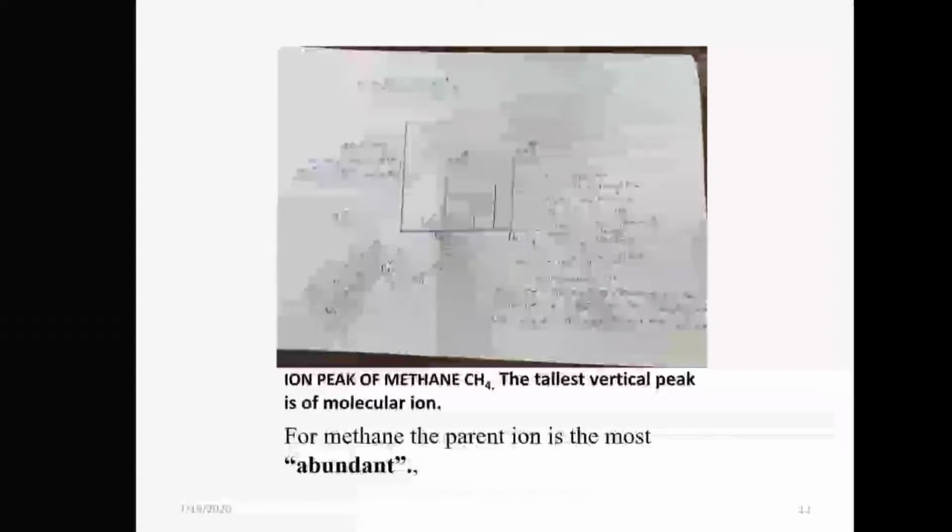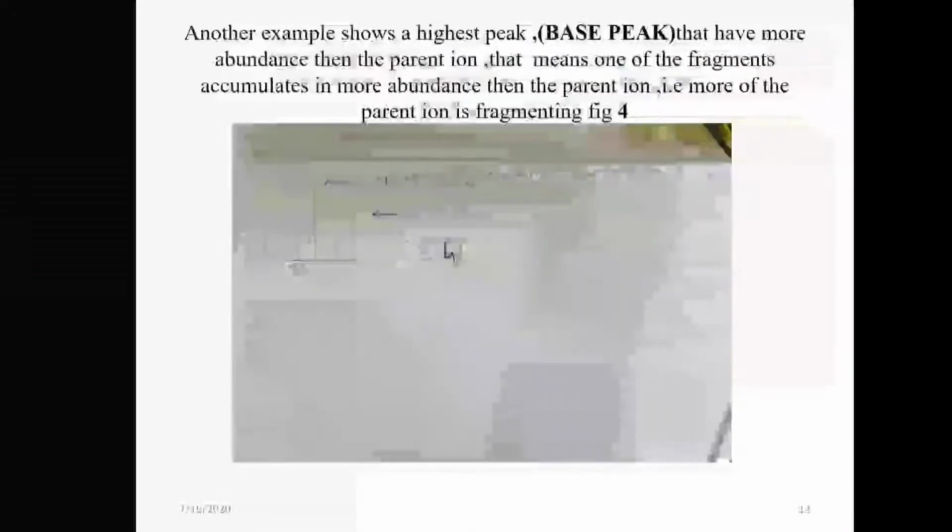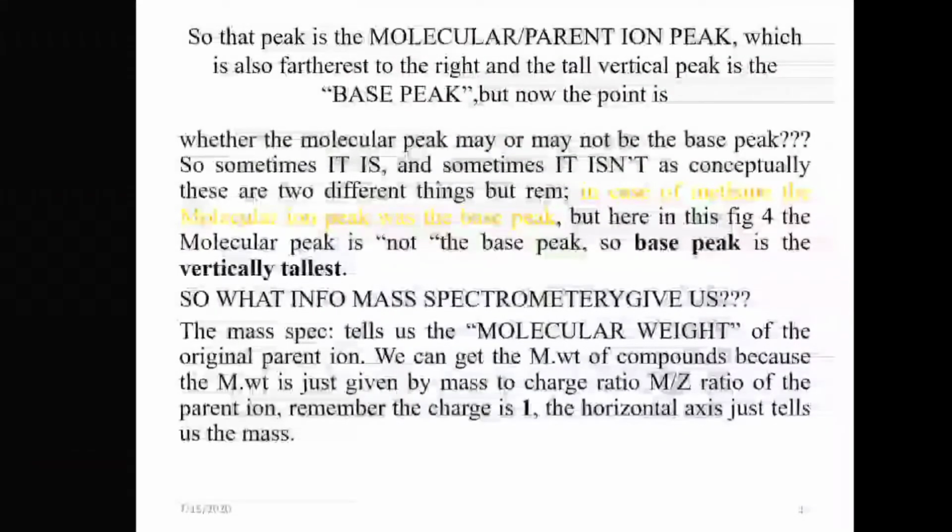Whereas for the next peak, as it goes to the left side, you can see the molecular weight decreased from 16 to 14, and the methane molecule turns into methylene, that is CH2, with a mass of 14, right? So this is something very interesting. For methane, the parent ion is the most abundant. That peak is the molecular or parent ion peak, which is also farthest to the right, and the tall vertical peak is the base peak.